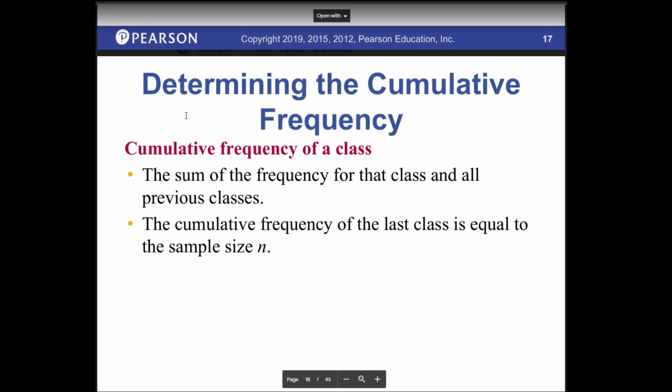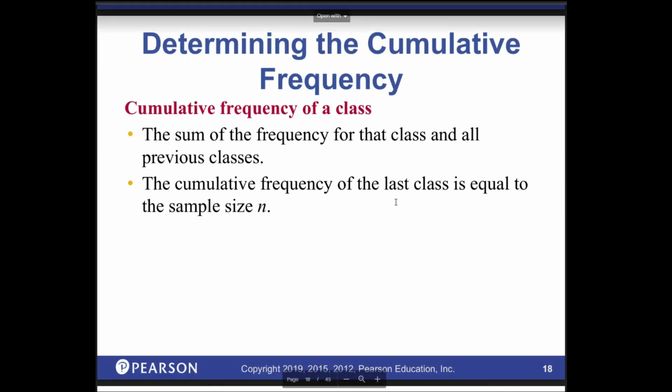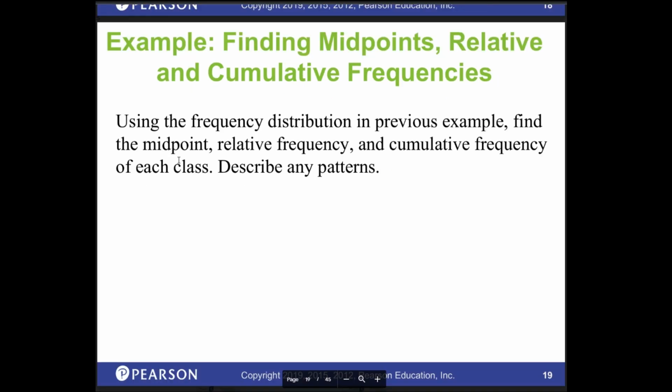And then the cumulative frequency of a class is the sum of the frequency for that class and all previous classes. The cumulative frequency of the last class is equal to the sample size n. And then finding midpoints, relative frequencies, and cumulative frequencies.